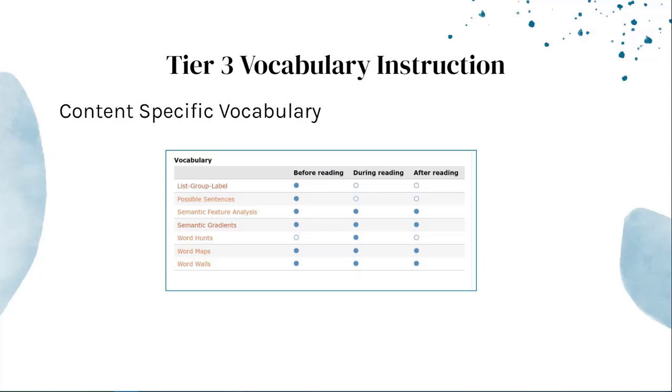And of course, our tier three vocabulary instruction is that content specific. Again, this is linked out for you to Reading Rockets for some ideas on how you can intentionally teach these tier three words before, during, and after reading.